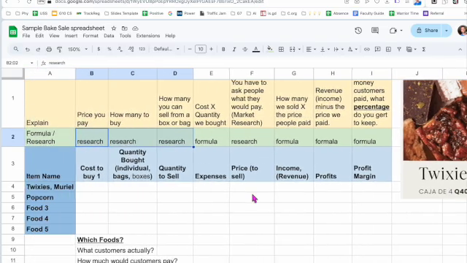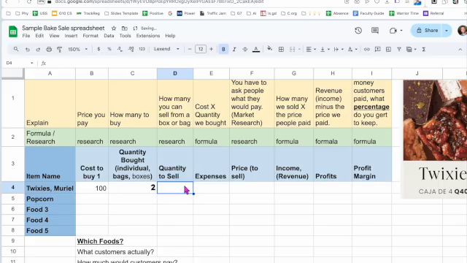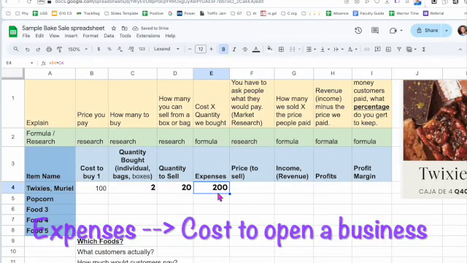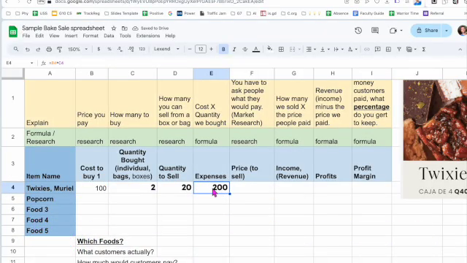So I can buy for 100Q, I can buy 2 boxes, let's say, and that means I'll be able to sell 20 Twixies. So my expense, this is my first formula, and that means I start with the equal sign. I'm going to take 100 times 2, and that makes 200. It cost me 200Q to buy 2 boxes of Twixies.